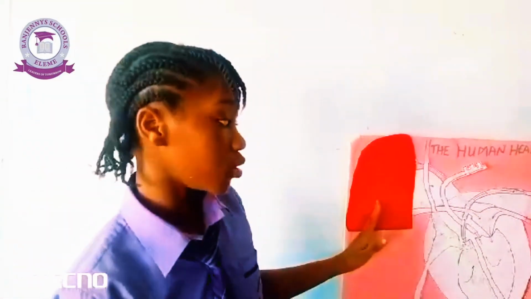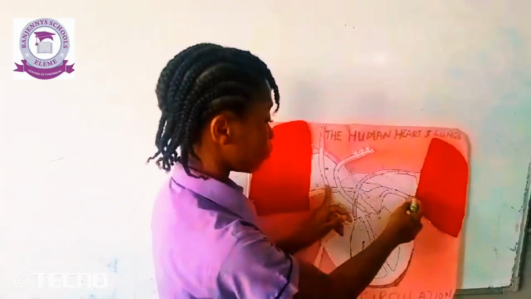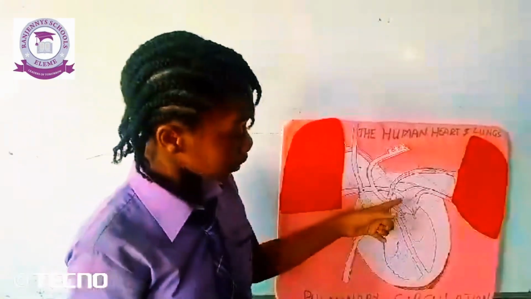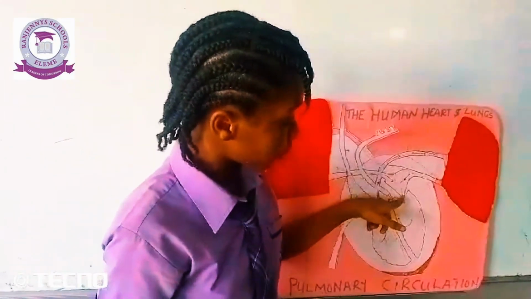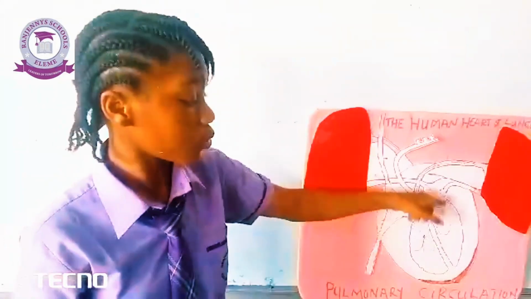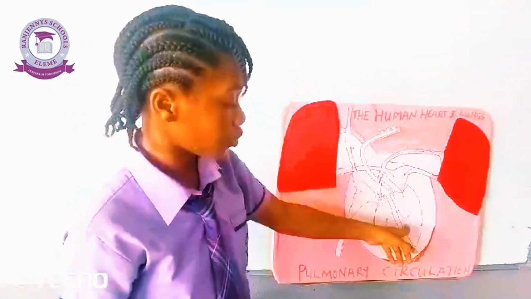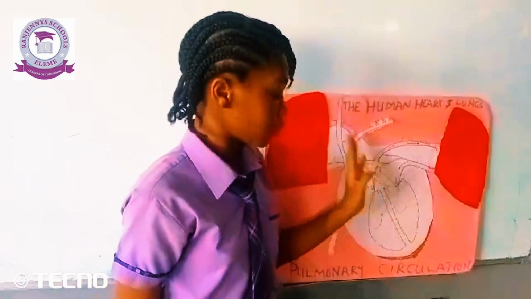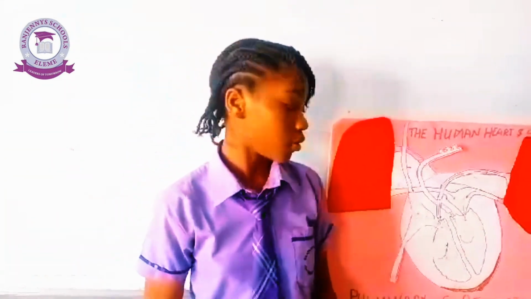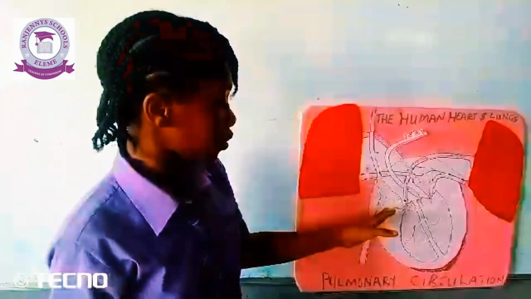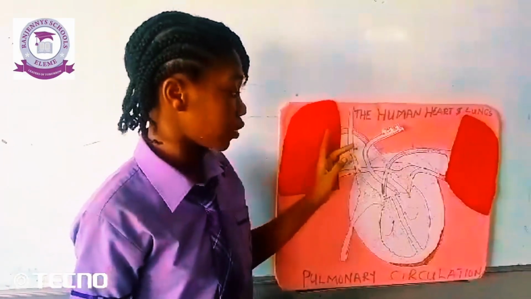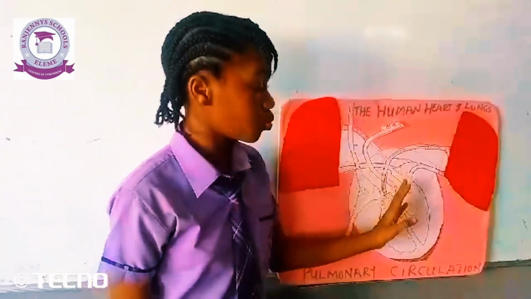When the blood has been oxygenated, it flows back to the heart through the pulmonary vein and into the left atrium. Also, when this left atrium gets filled, the bicuspid or mitral valve opens and the blood goes into the left ventricle. When the left ventricle is filled with blood, it pumps to other parts of the body. In summary, pulmonary circulation involves the flow of blood between the heart and the lungs, from the heart to the lungs through the pulmonary arteries, and from the lungs to the heart through the pulmonary vein.